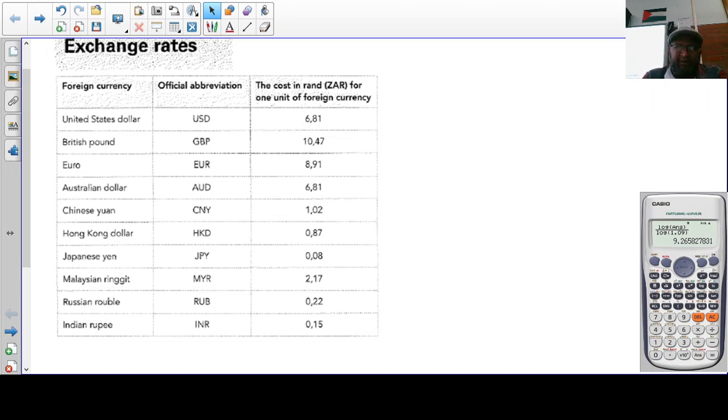Okay, so we are told here that the current exchange rates can be found in newspapers and on the internet, radio, television. So when you listen to the bulletin in the morning on the radio, they always tell you the exchange rate between the rand and the dollar. Okay, because that is the currency that is used the most, because oil is traded in dollars.